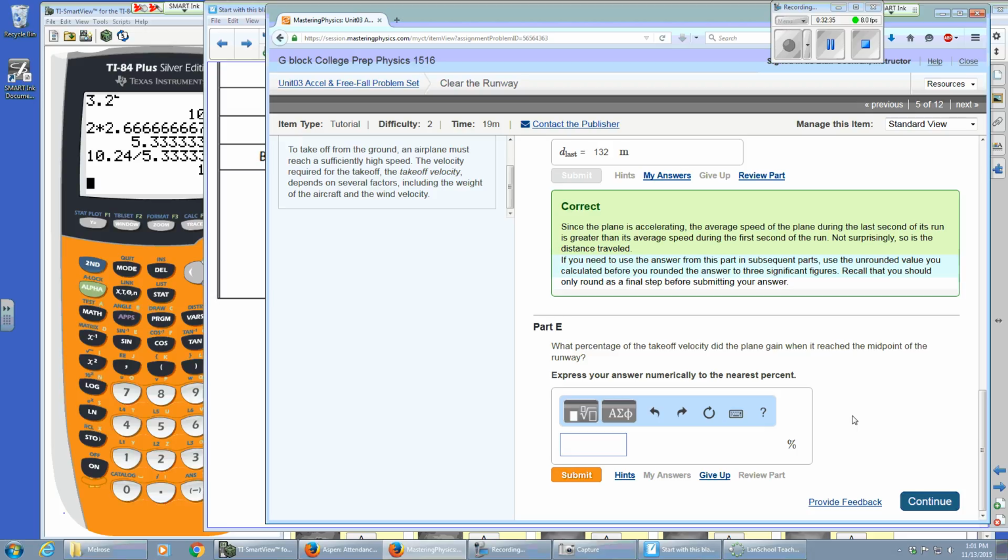So we need to figure out the amount of time it took to get there, and then we can talk about what percentage it gained. Or we can figure out how fast it's going at the midpoint and look at that compared to how fast it's going at the end. I think that'd be the easier way.